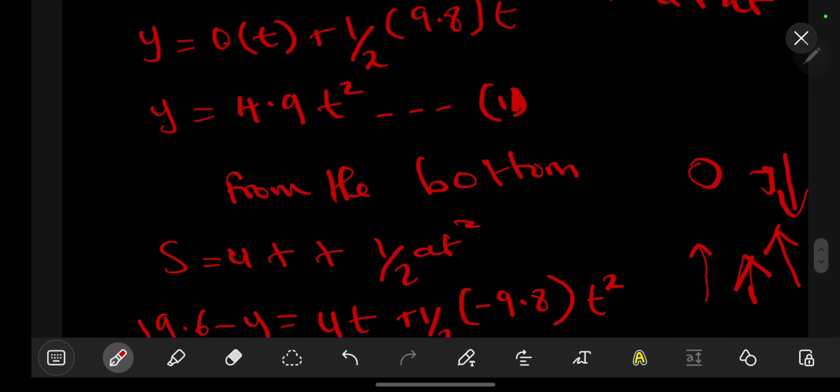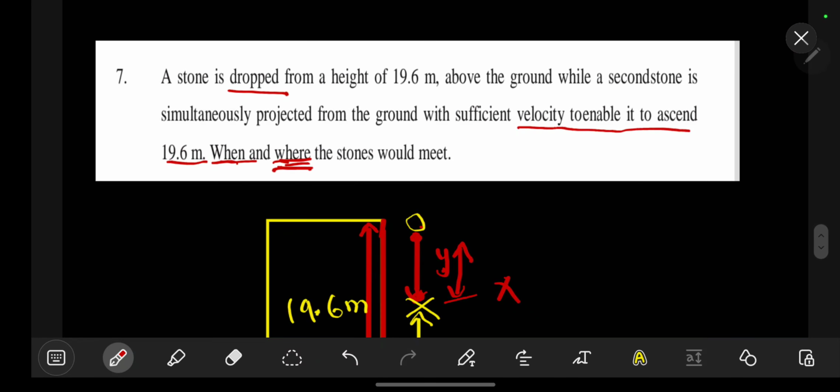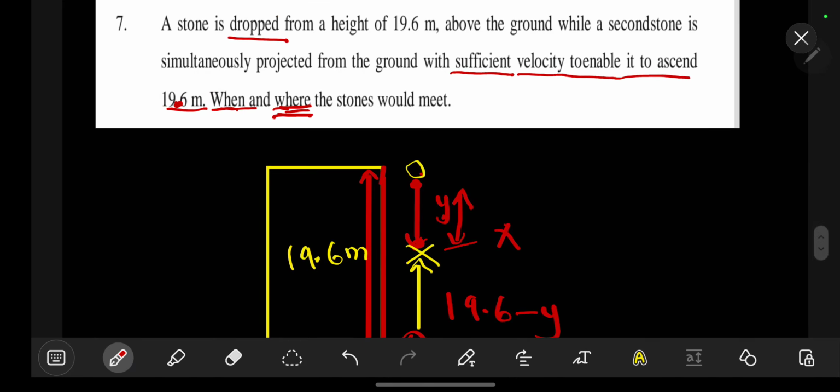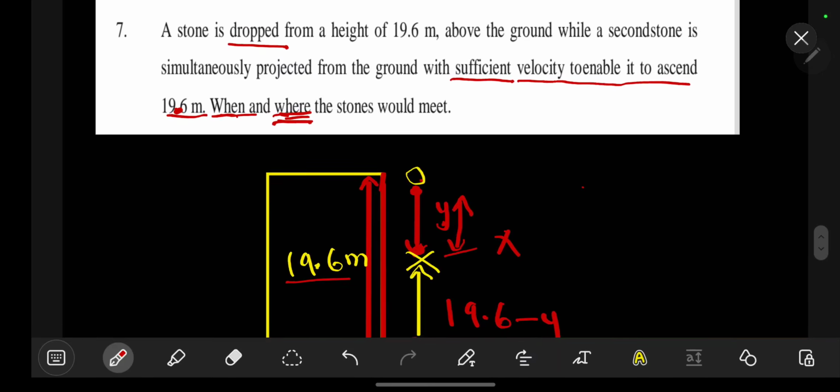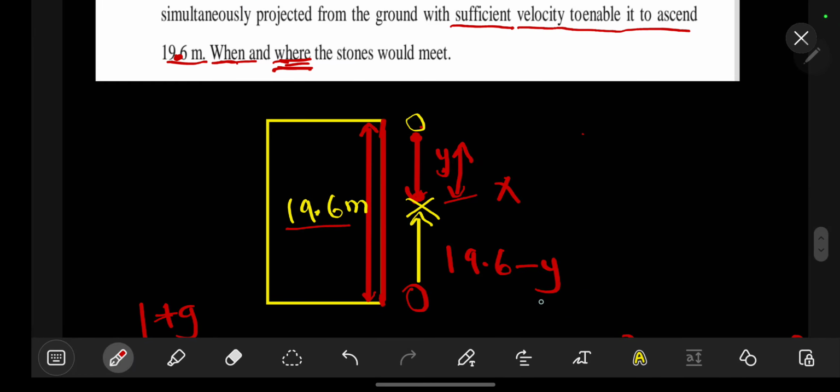So now, how do we find that? If you look at your question, it's telling us that a stone is dropped from a height of 19.6 meters above the ground, while a second stone is simultaneously projected from the ground with sufficient velocity to enable it to ascend 19.6. So what this means is that the velocity can only allow it to reach the maximum height, which is our 19.6, the height of, let's say, the building. So that is the meaning.